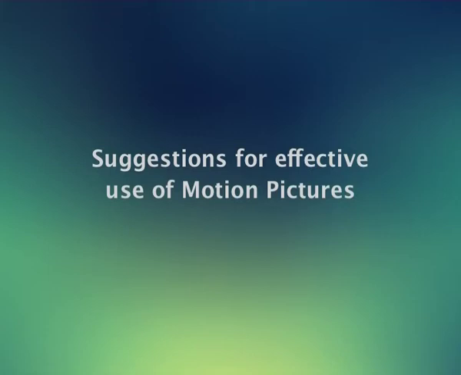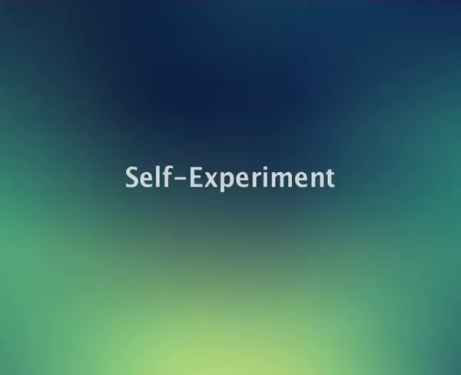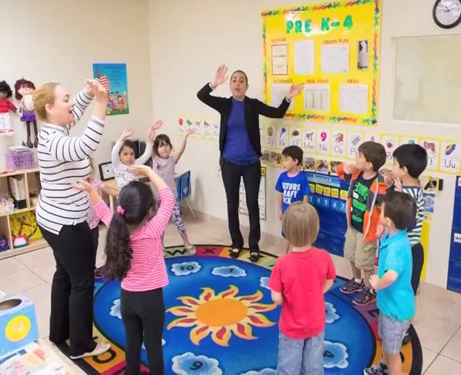The suggestions for effective use of motion pictures are: number 1, teachers should highlight the purpose and value of motion picture prior to showing. Number 2, teachers should also ask students to make a note of concepts they do not understand for clarification after the showing of the motion picture. Then we have the last teaching aid, that is self-experiment.